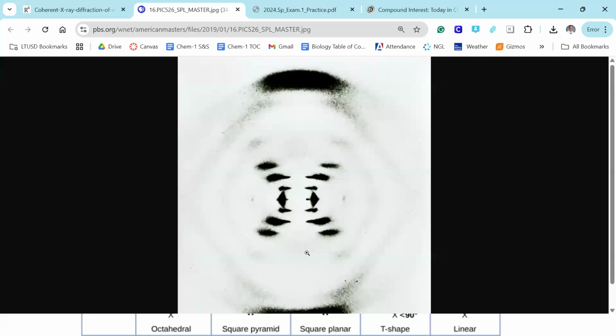I even have a sticker on my laptop that says Watson and Crick's big discovery was Rosalind Franklin's notes. Mm-hmm. And that's pretty much how it went.